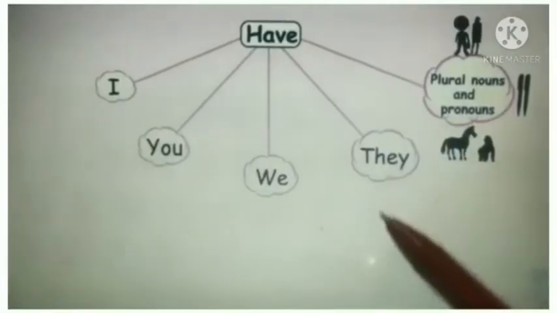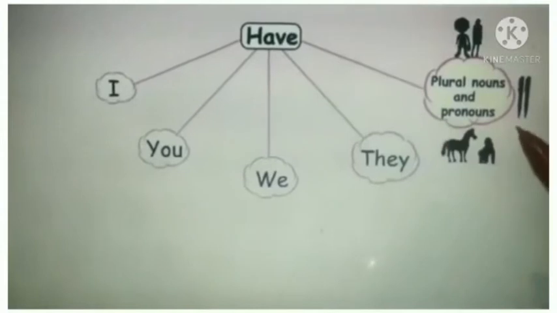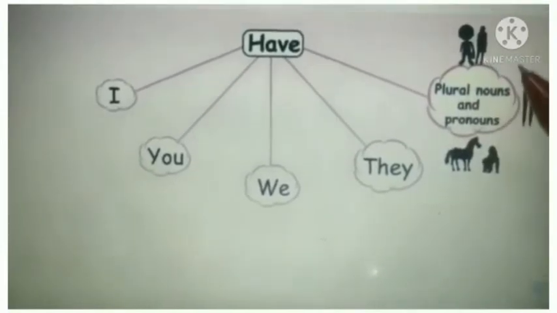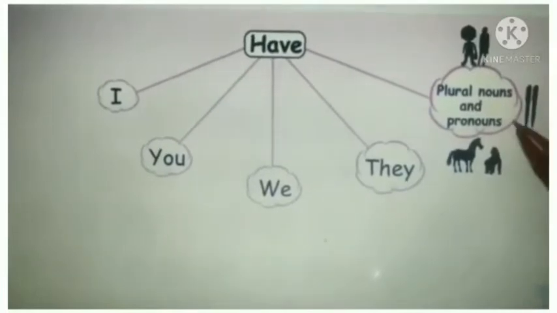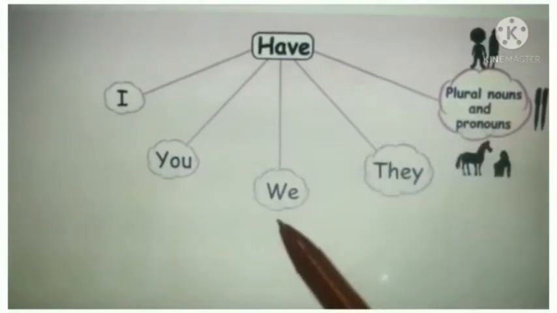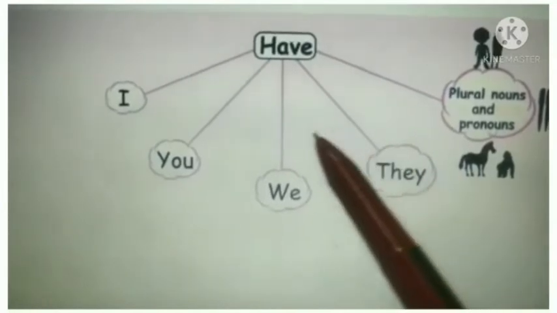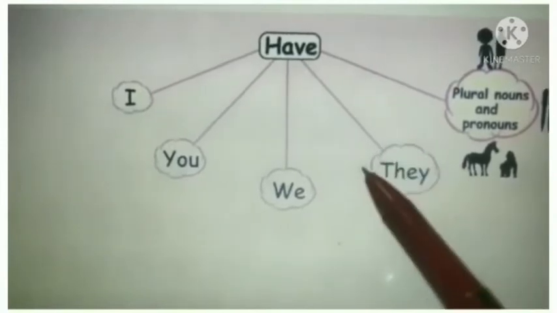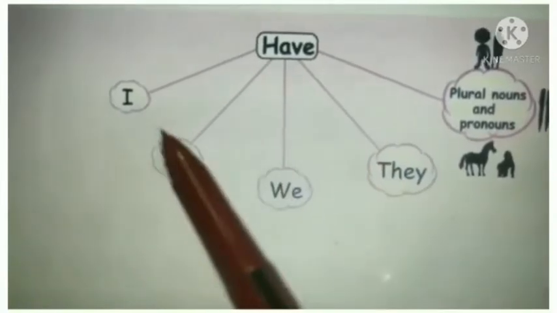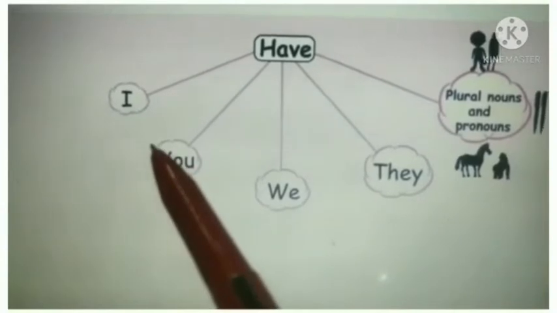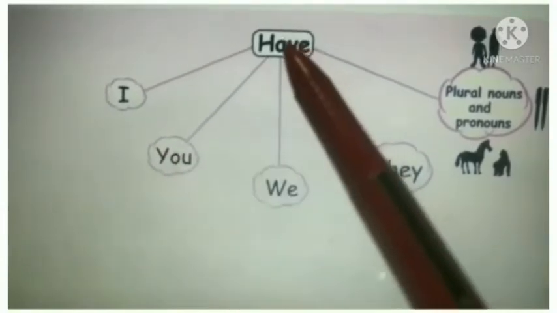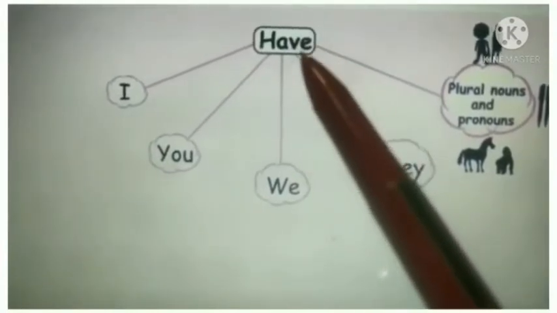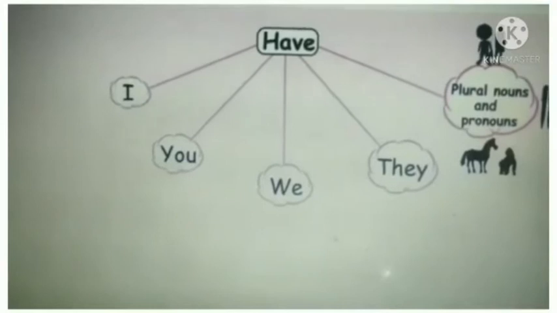Next we have the helping verb have. We use have only with plural nouns and pronouns. Now children, by plural nouns I mean when we are talking about more than one person, place, animal or thing. And plural pronouns are we and they. We use these pronouns only when we are referring to more than one person. Now there are some exceptions like I and you. These are singular pronouns, but we use them with the helping verb have. Let's see how we can use this helping verb have with the plural nouns and pronouns.